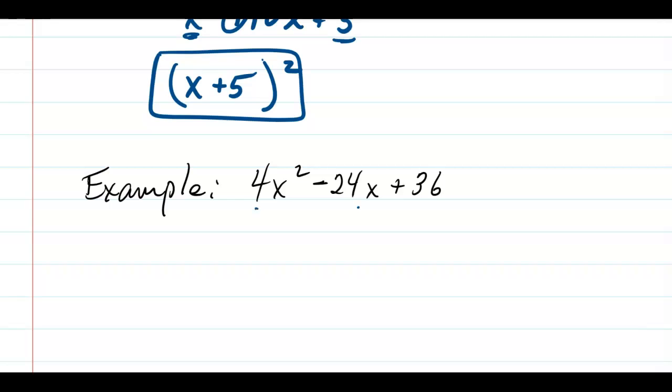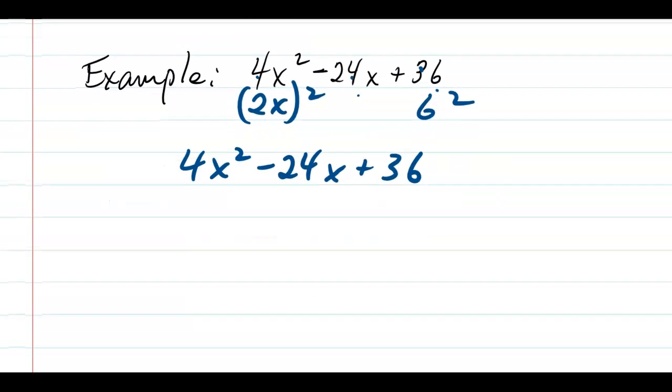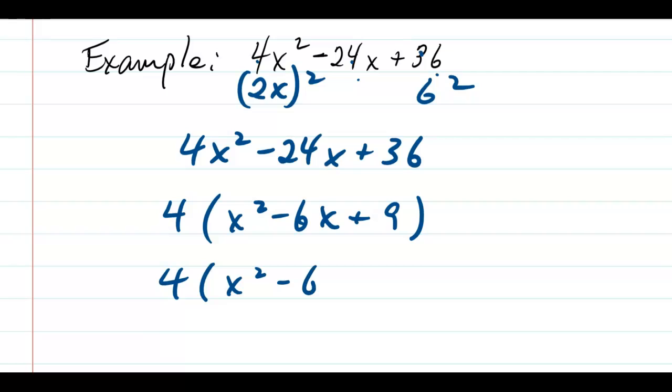4x squared minus 24x plus 36. Well, 36 is 6 squared, but 4x squared? Oh wait, 4x squared is 2x squared, isn't it? Okay. But notice something else. This one also has a GCF. Let's just take that GCF out first, because taking the GCF always makes things easier. So we'll take a 4 out, and we'll get x squared minus 6x plus 9. And this is 4 times x squared minus 6x. And 9 is 3 squared, isn't it?